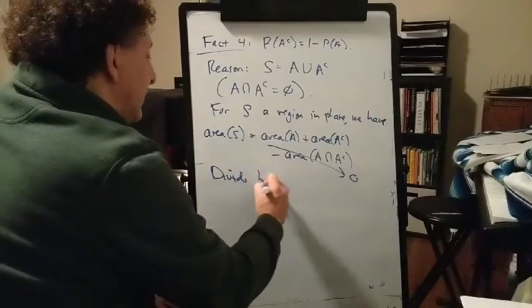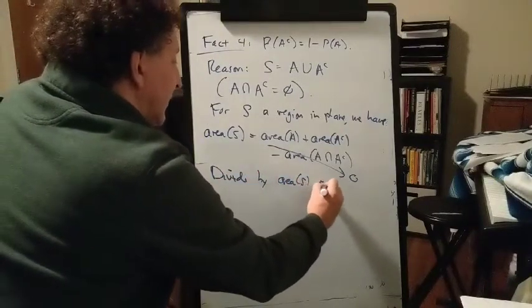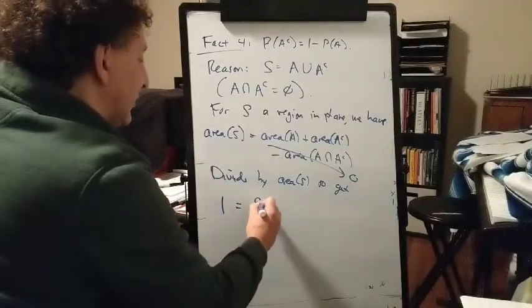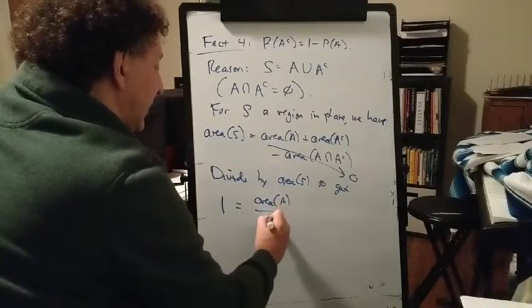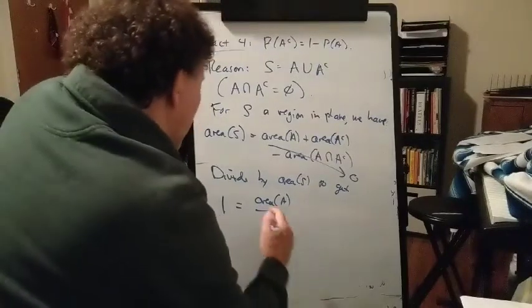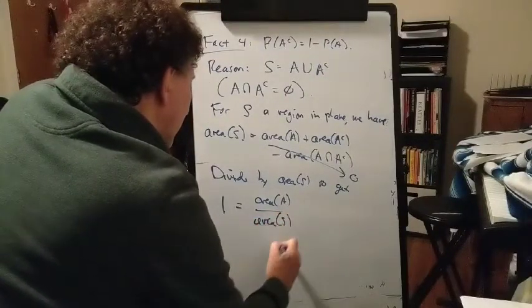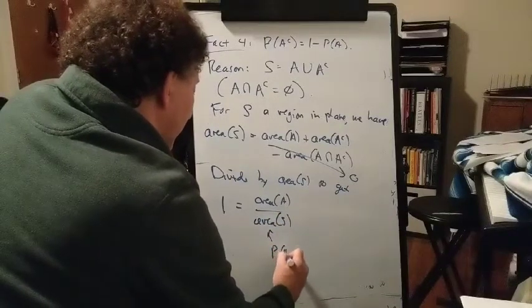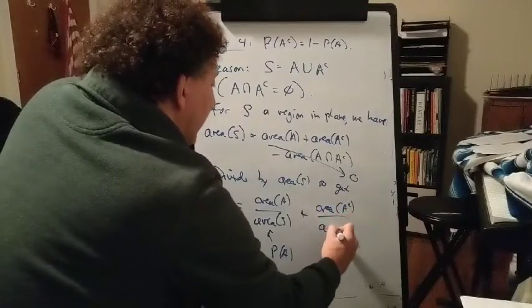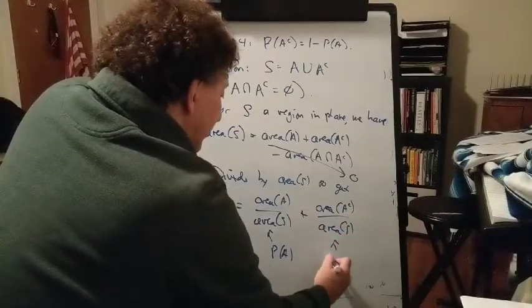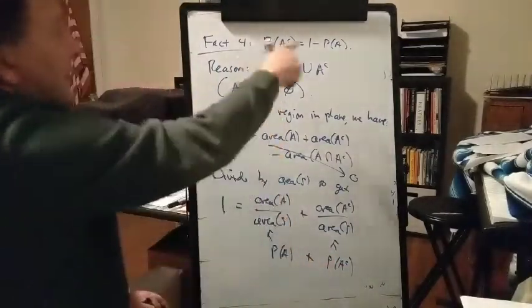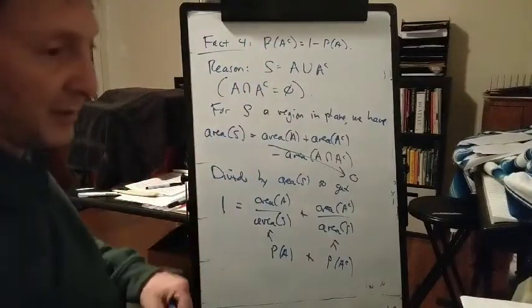Now we divide by the area of S to get area of S over area of S is 1 equals area of A over area of S, this is probability of A, plus area of A complement over area of S, and this is probability of A complement. So again, we have 1 equals the sum of these two probabilities, which is exactly what we're claiming in the fact.